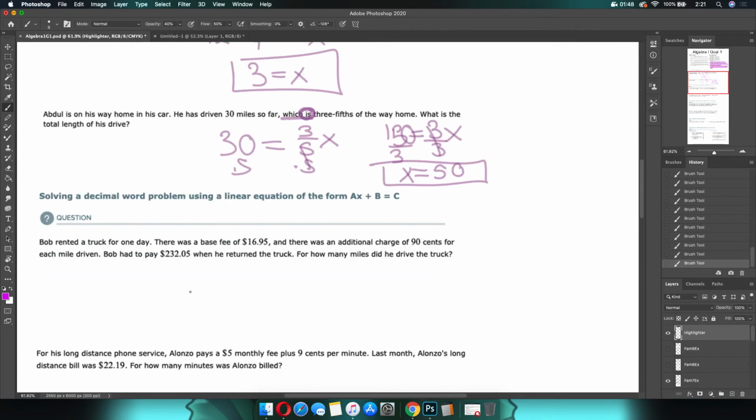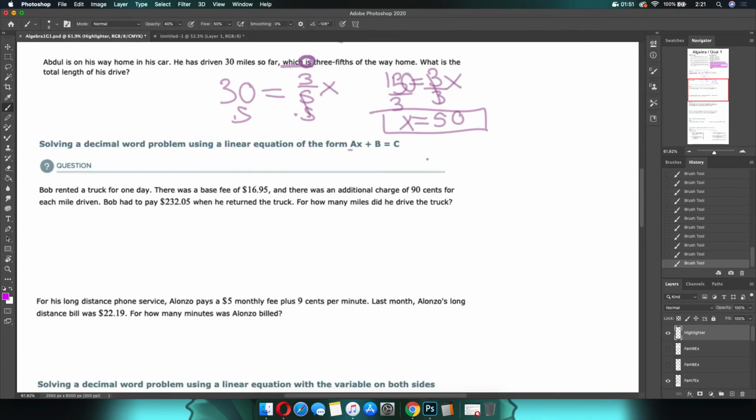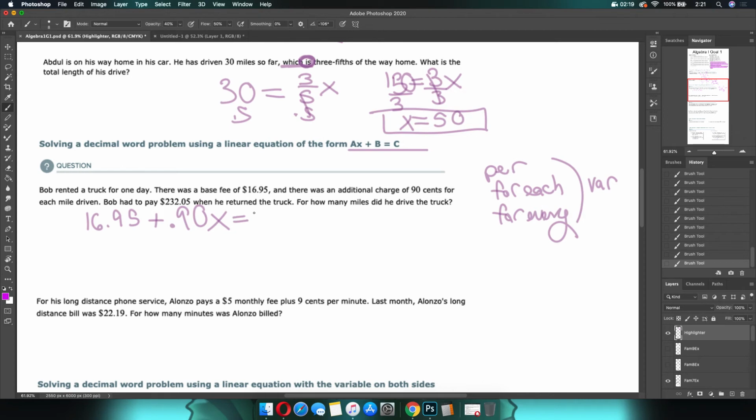Next up, we have another very specific format. We're being very particular here when we're going through this. So what you're looking for is, again, anytime you see per, for each, or for every, that's our multiplication, which means these are the phrases that have our variable. So we have a base fee of $16.95 and then an additional charge of 90 cents for each mile driven. And then what do we have? $232.05. That's what the setup is for this. And then solving from here is pretty straightforward.